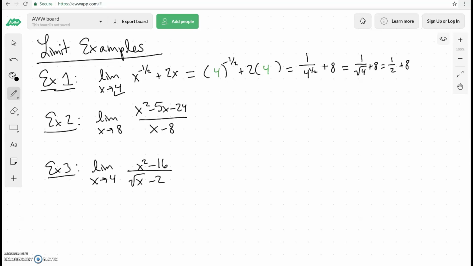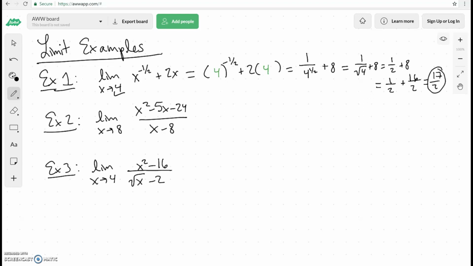Okay, at this point, I can either use my calculator or I can just find the least common denominator between the two. In this case, it will be a 2. This stays the same. The way that I can rewrite 8 into a fraction, well, I know that this has to be a 2. If I multiply that by 2, this will be 16. And notice that 16 divided by 2 will give me 8. So the answer will be 17 over 2. This will be the limit. The limit is 17 halves.